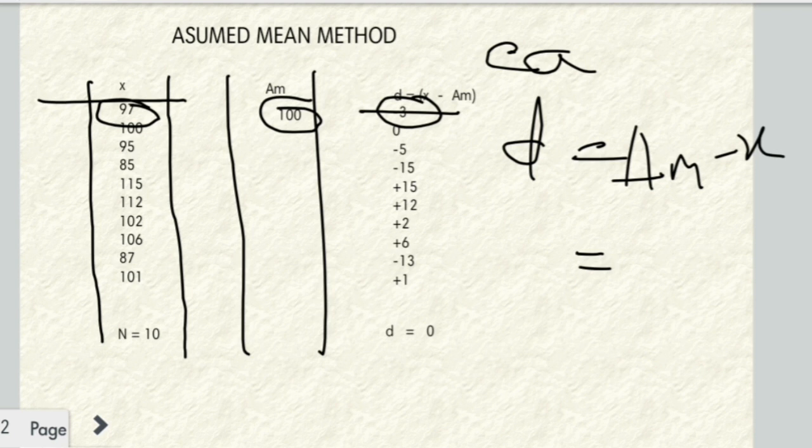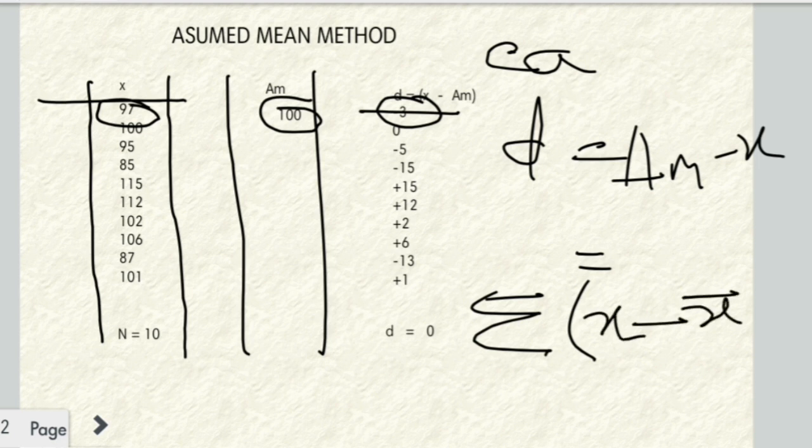One important property of the arithmetic mean is that the algebraic sum of the deviations of the values from the mean is always equal to 0. In other words, summation x minus mean equals 0.